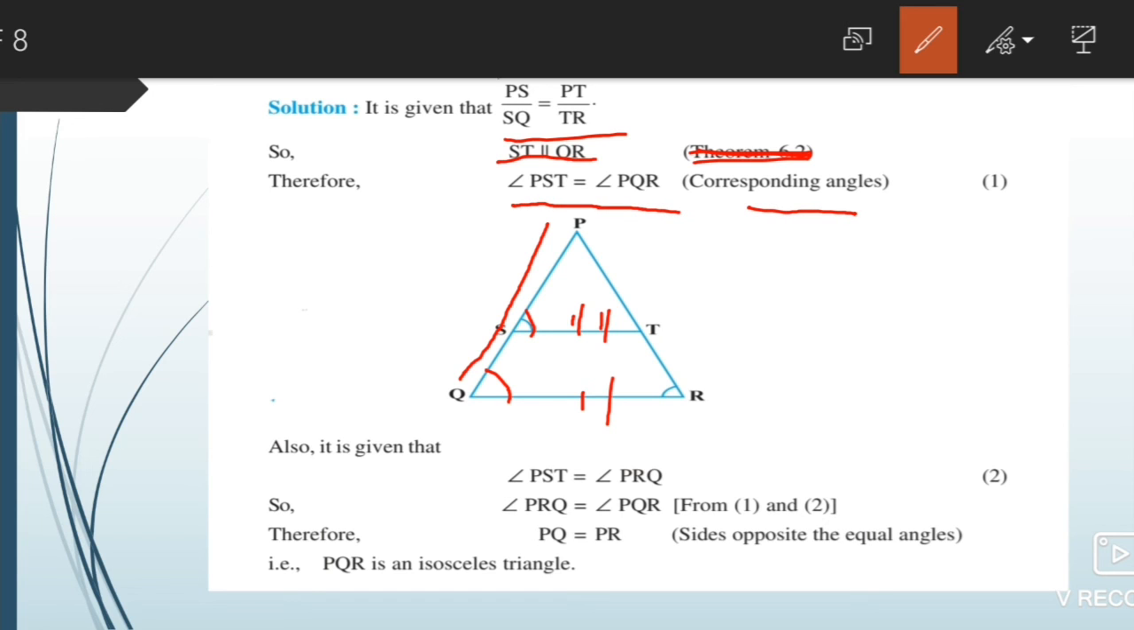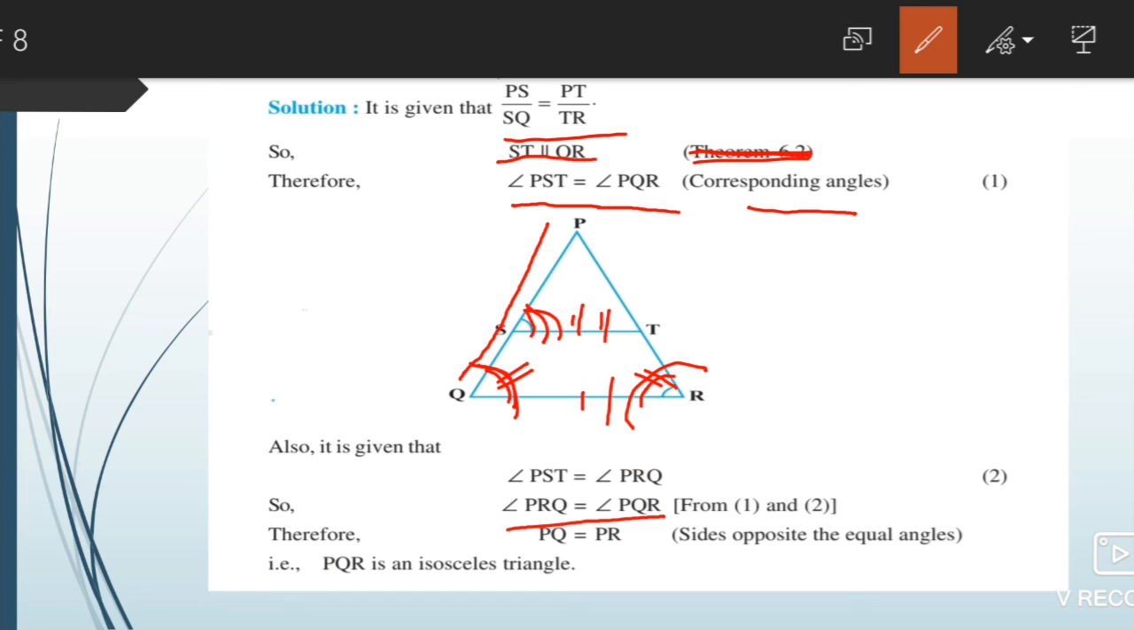Now in the given condition, this angle is equal to this angle, and in equation number 2 you have proved that this angle is equal to this angle. That means this angle is equal to this angle. So in this triangle PQR, angle Q is equal to angle R.